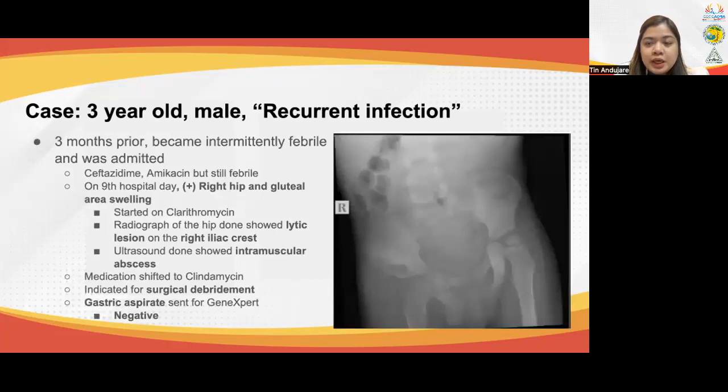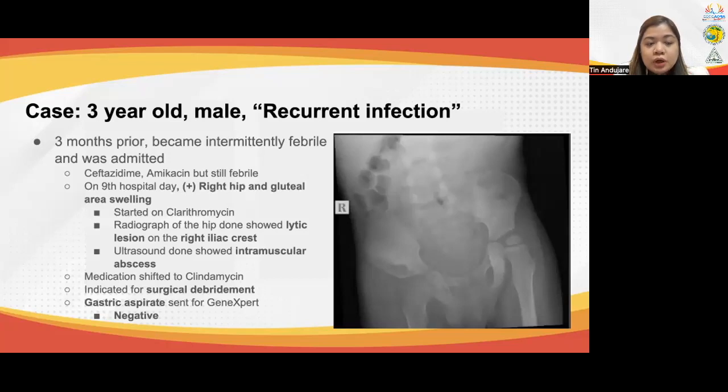3 months prior, the patient became intermittently febrile. He was then admitted and was started again on ceftazidime and amikacin, but the fever continued to persist. At the ninth hospital day, the patient's right hip and gluteal area was noted to be swollen, and he was then started on clarithromycin. Radiograph of the hip was done, showing lytic lesions on the right iliac crest. Ultrasound done at that point revealed presence of an intramuscular abscess, prompting administration of clindamycin and indicating surgical debridement.